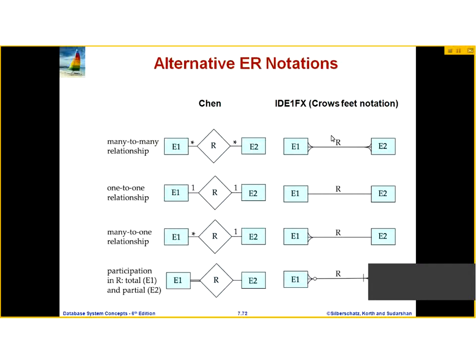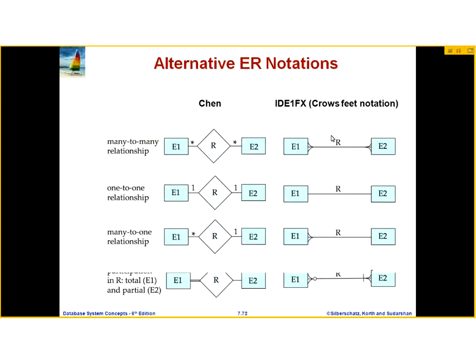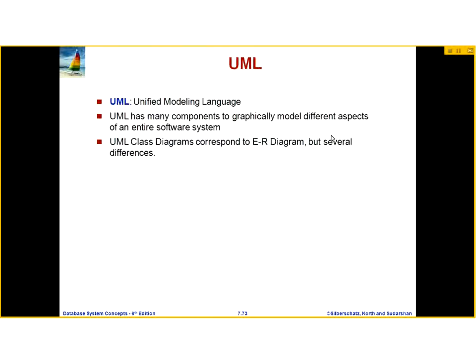You can use any of the ER notations, but once you are using one notation, you should stick to it. You should not use one notation in one part of a diagram and another in another part of the diagram. If you are choosing, for example, Chen's notation for an ER diagram, then you should stick to it. You should not mix up all these notations.